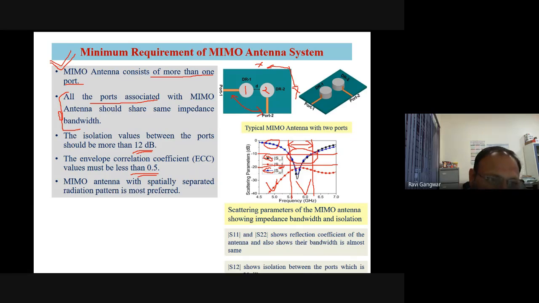Because the port is basically your input. That is your input parameter. So your S parameter gives your isolation. But field to field is basically your far field parameters. So that we calculate with respect to the far field parameters. Clear?